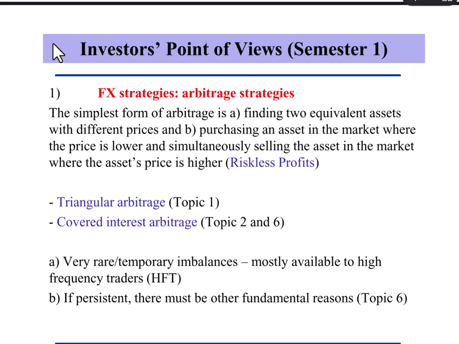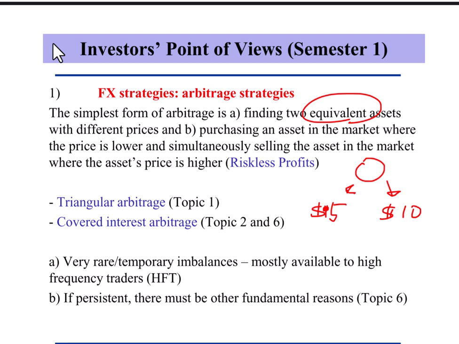So you need to find 2 equivalent assets with different price. So you have one asset here. In one market, you can buy and sell this asset with $5. In the other market, you can buy and sell this asset with $10. So $5 and $10. Obviously, we have different price for the same good. In this case, you can do arbitrage.